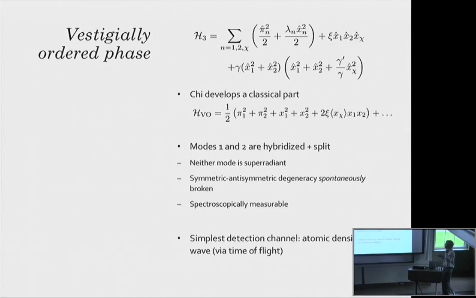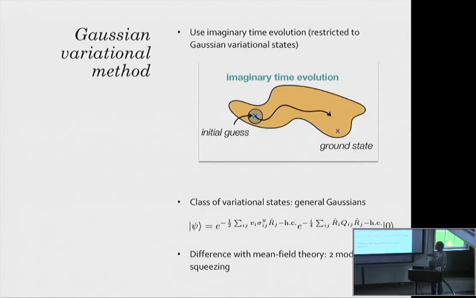Yeah, and you can just see that by looking at the transmission spectrum of the cavity. It's also pretty straightforward. Just look at this in terms of time of flighting the atoms, and so you're either going to see a density wave or you're not, and that's your order parameter. Okay, but you can see why it's a vestigially ordered phase, because neither mode 1 nor mode 2 organizes, but the product of mode 1 and mode 2 develops an expectation value because this guy has an expectation value.